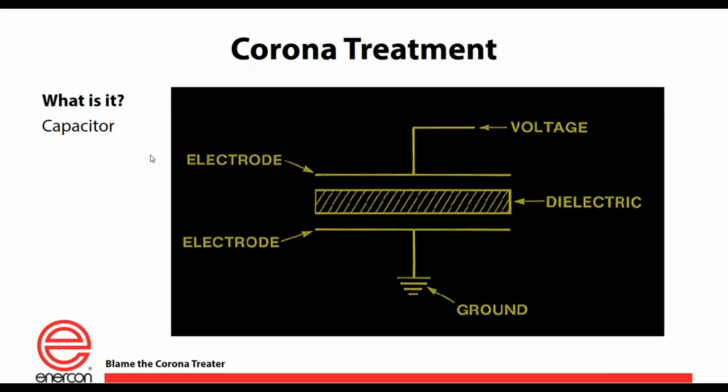So basically a corona treater is nothing more than two capacitor plates with an insulator somewhere. In this case, we have the insulator in the middle. Between those two plates is an air gap of 60 thousandths, and corona is formed in there, corona just being ionized air. So we take 10,000 volts at 20 to 30 kilohertz, we ionize the air between that electrode and the grounded roller, and we get corona.